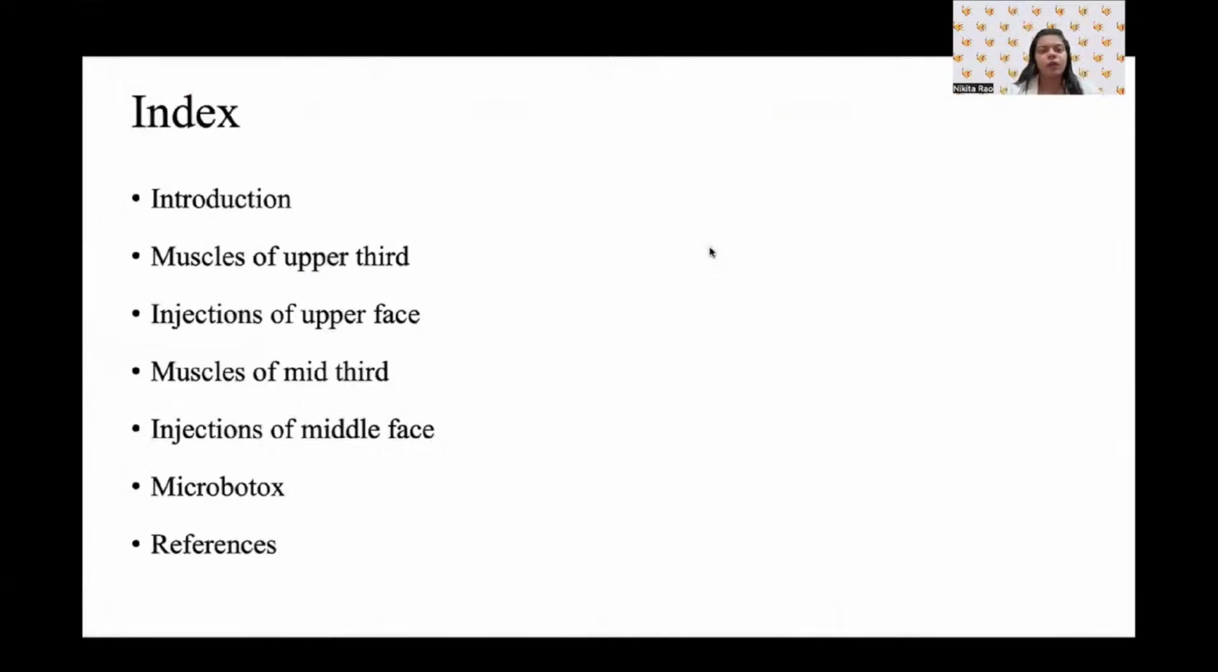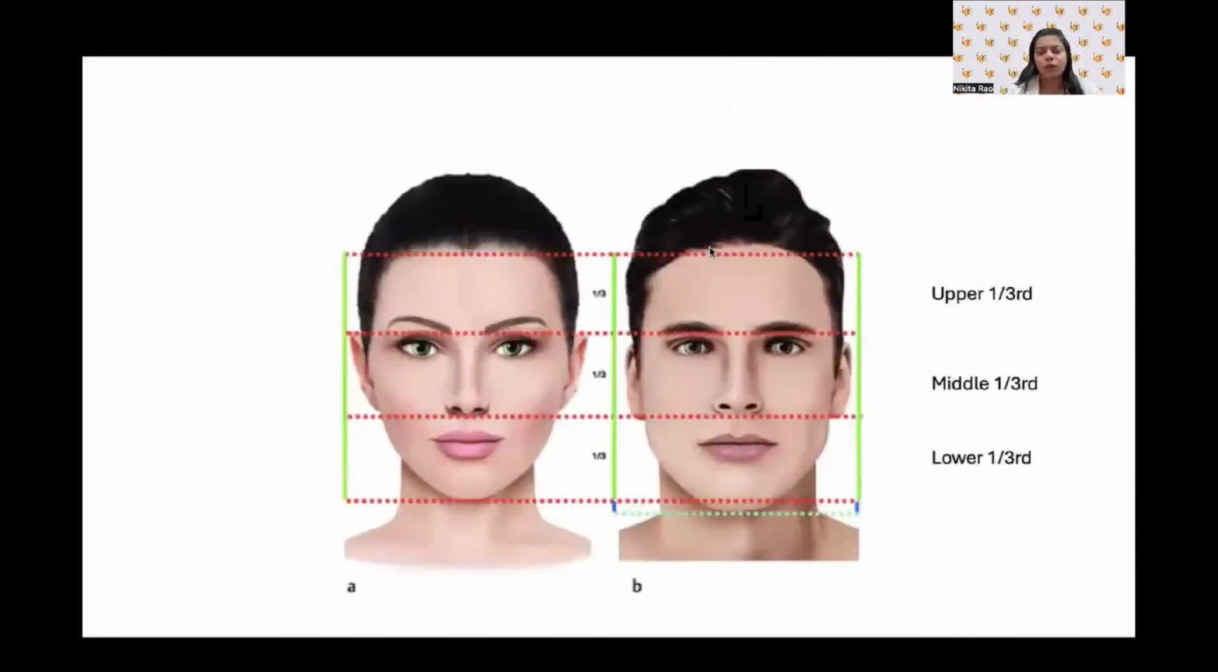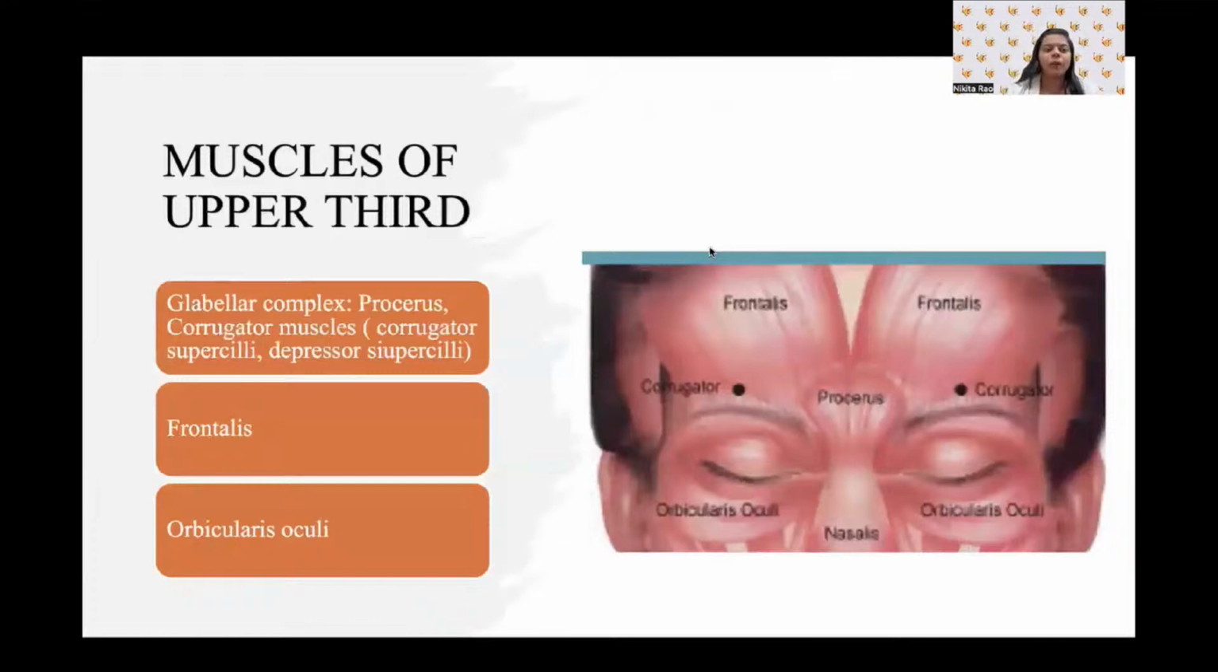We will be dealing with the following subheadings: muscles of the upper and mid third of the face, injection techniques, and gradually going into microbotox in brief. As we all know, the face is divided into upper one-third, middle one-third and lower one-third. I'll be dealing mainly with the upper one-third and the middle one-third.